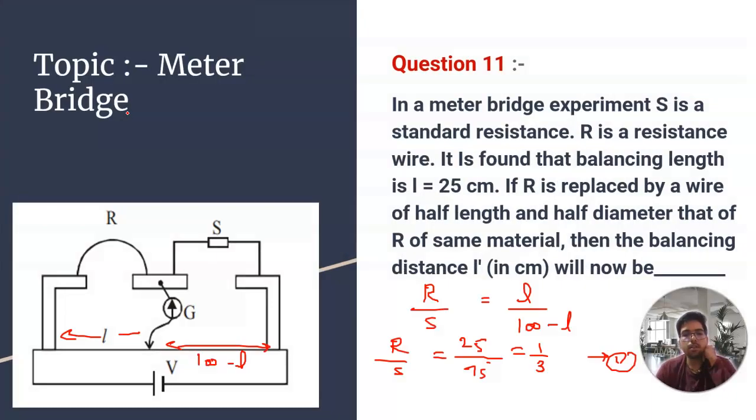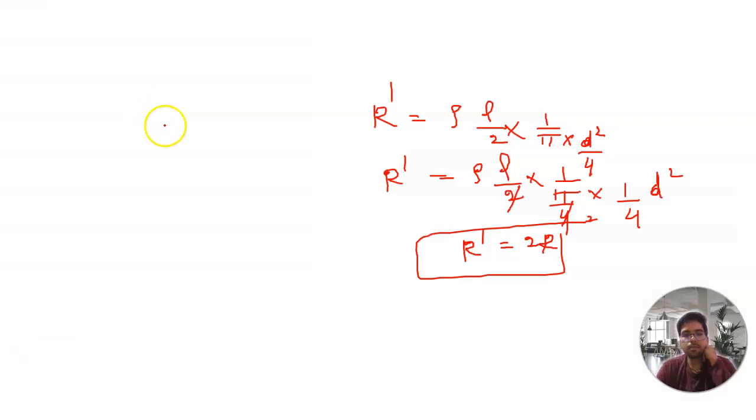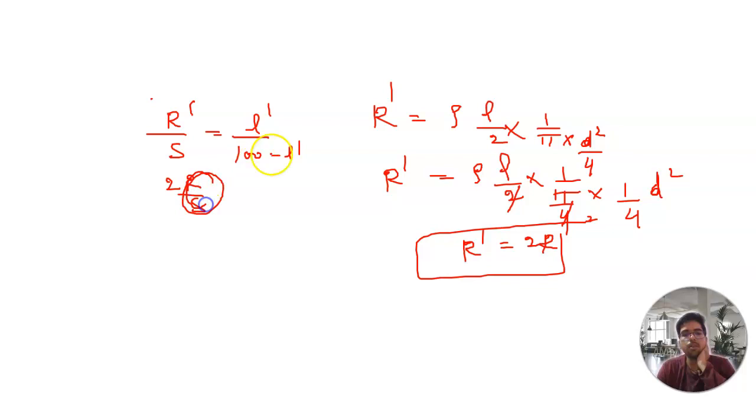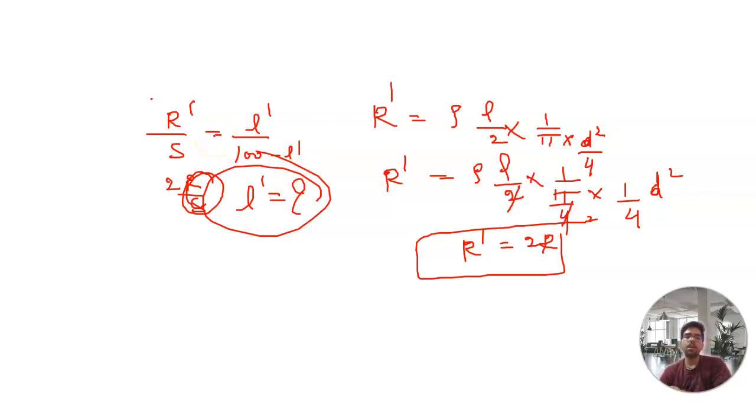So finally again you will apply the formula. R dash by S is L dash by 100 minus L dash. They are asking L dash. Clear? Simply you can apply R by S, which you already know from the previous equation. L dash by 100 minus L dash, they want L dash. So simply you can easily solve. It's a very easy question now.